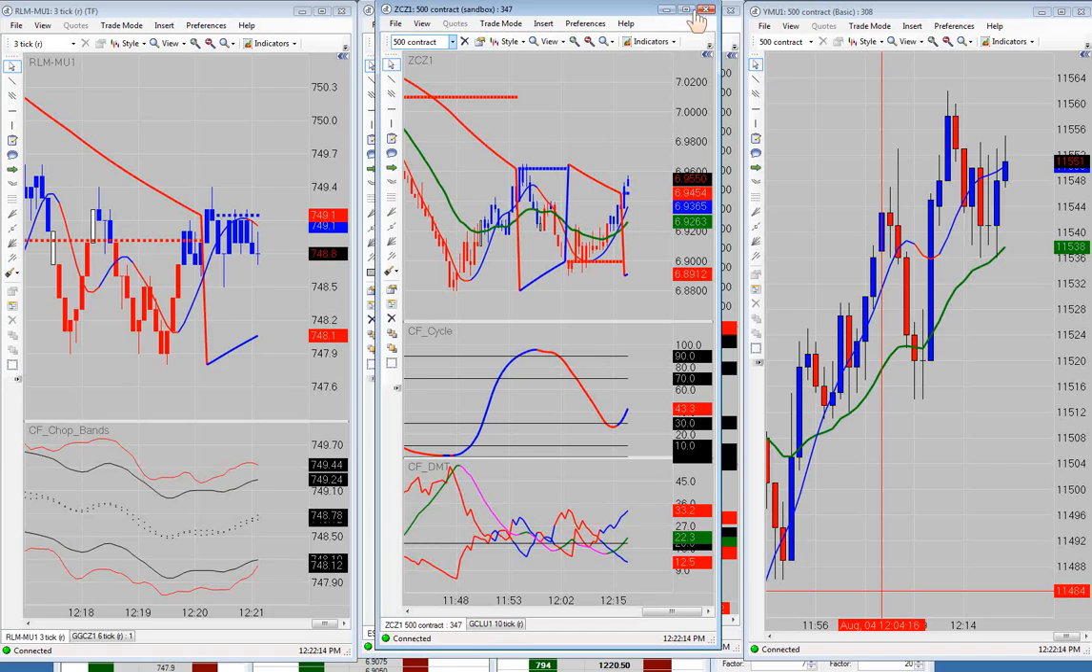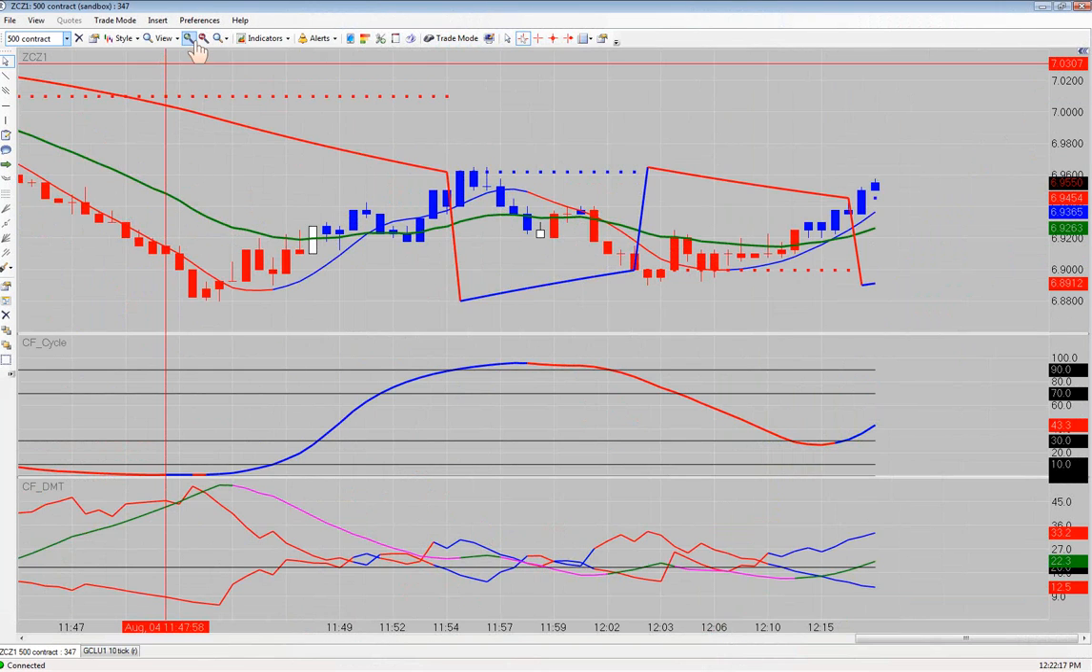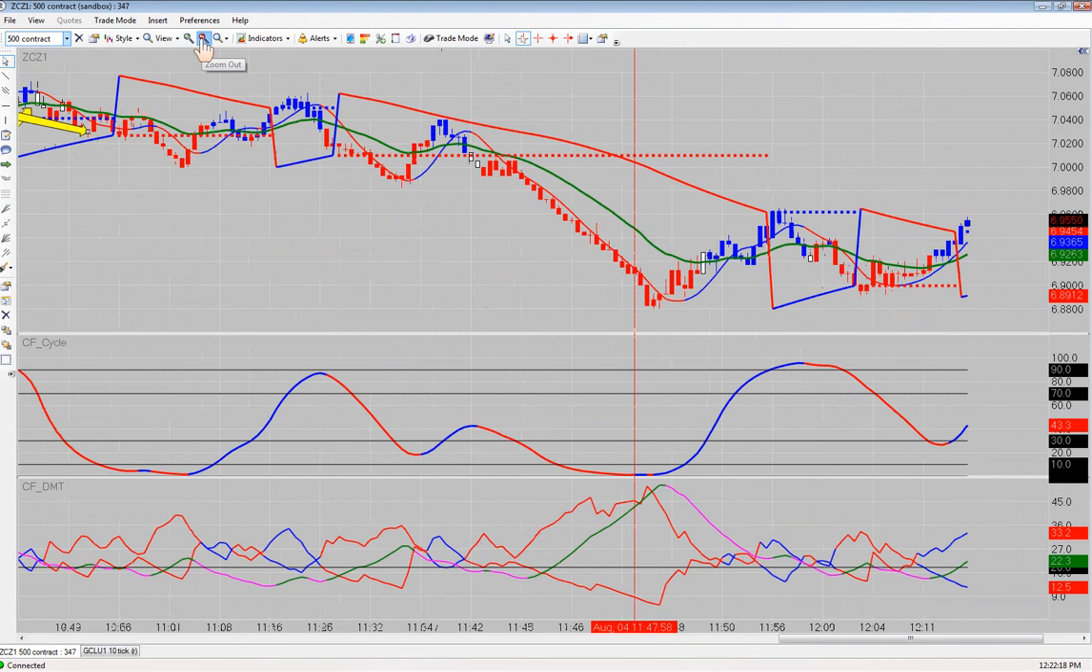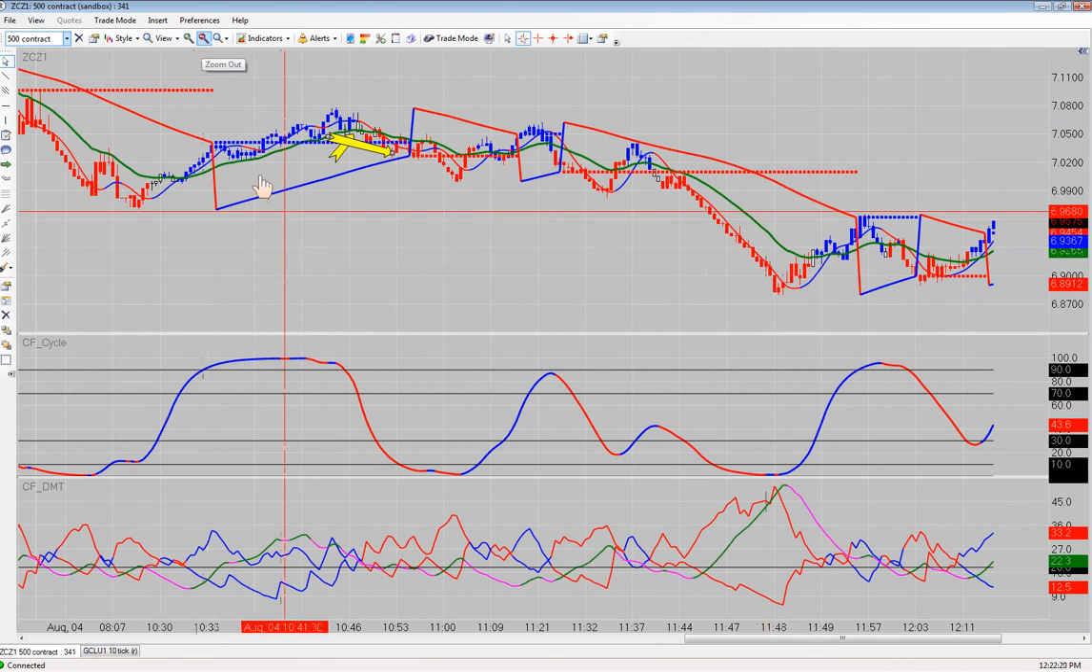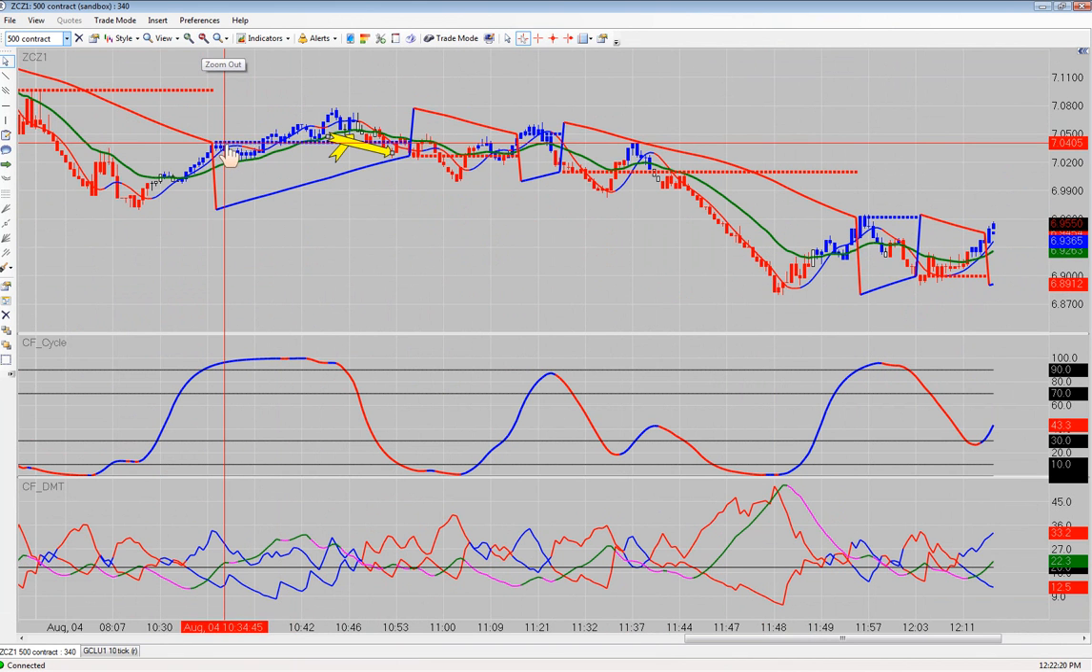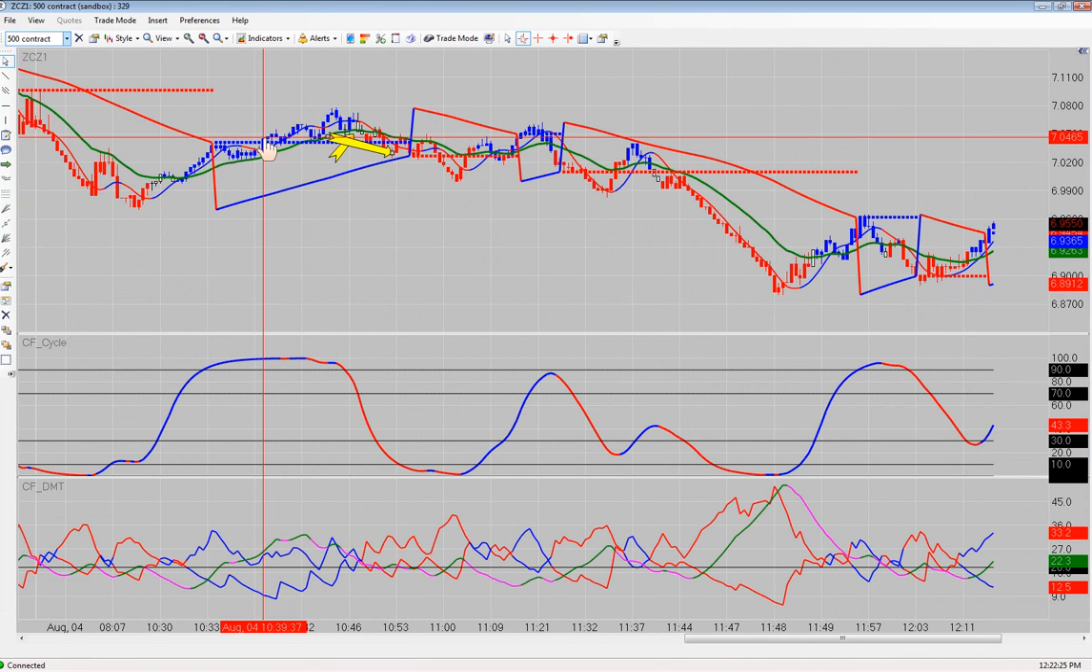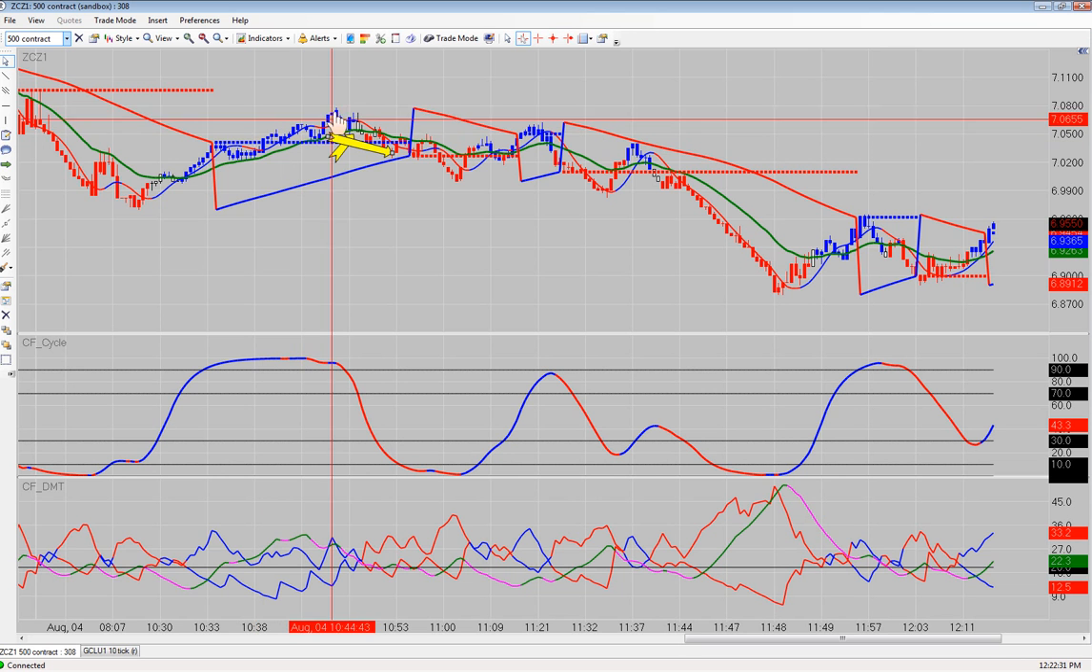All right. When the corn opened up, I was a little late getting in it on the long side. What I should have done is I should have had a buy stop in right here on the long side, and I missed it. I hadn't put the order on. It would have gone right to my profit target, which is 4 cents up there. Okay.